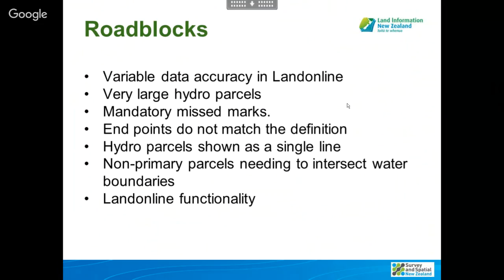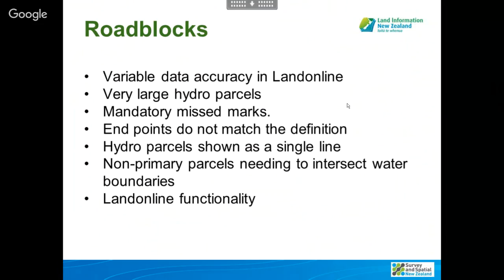Okay, so the roadblocks, some of them are quite apparent, and there won't be any surprises to you. For example, the variable data accuracy in Landonline, probably the most common issue that people find. This data accuracy variation comes from a number of reasons. Firstly, the origin of the data, and we touched on this briefly in the first session. A lot of the data, especially in the rural areas, is manually digitized, and so we have a number of situations or variables in that process that can create errors. But there may also be errors on old plans. There may have been network adjustments carried out in the system that have altered boundaries, things like that. So there's a wide degree of situations and influences on the accuracy of the data.